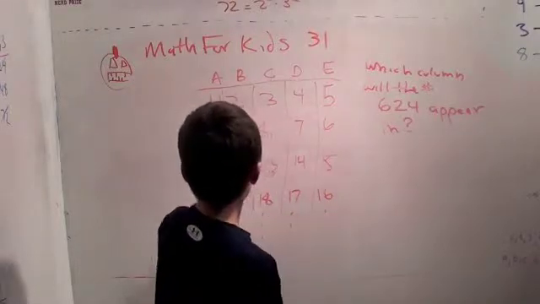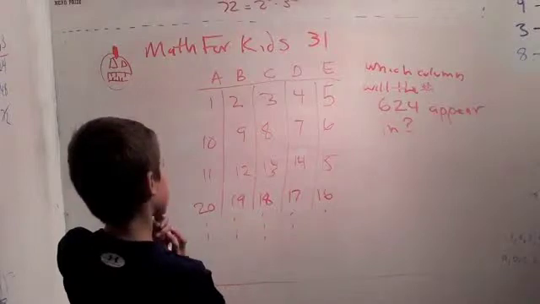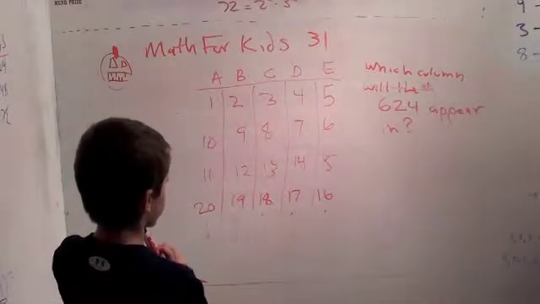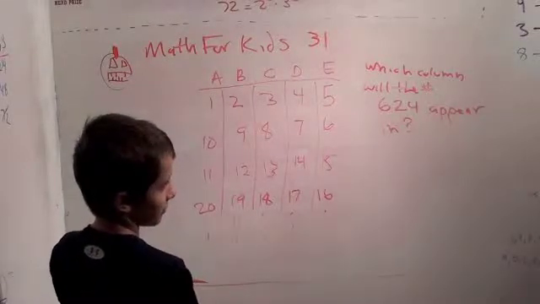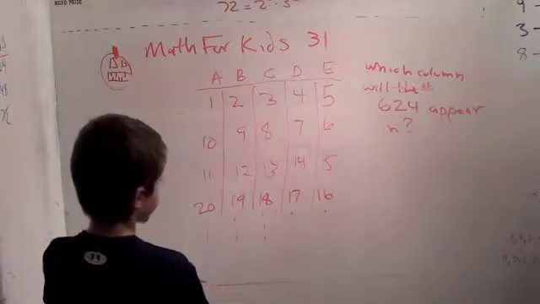So here's the question. Where will the number 624 be? Which column? Well, I don't think finding 6 and finding 24 and combining the two spots would work, because that's really hard to do. So how would you like to approach this one?